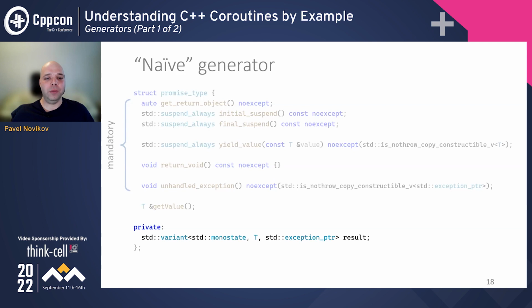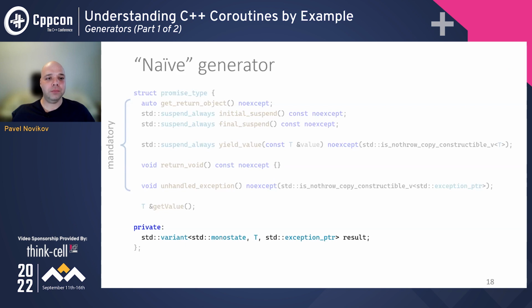One option is monostate, that is no result. It means that either the coroutine yielded no value, or the coroutine is not yet resumed or started. We can have an object of type T, and we can have an exception. So in case we throw an exception inside the coroutine, we store the exception in this variant.